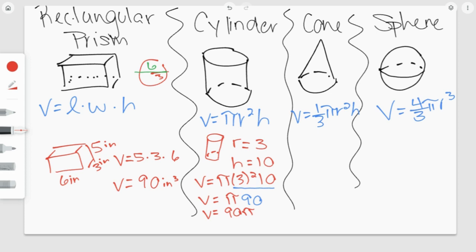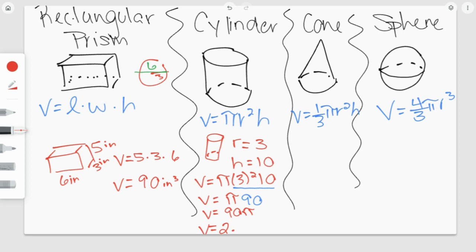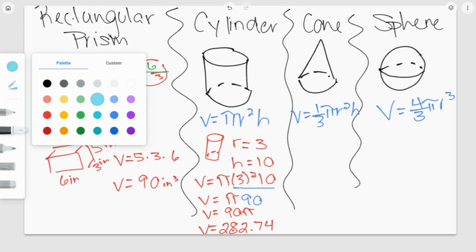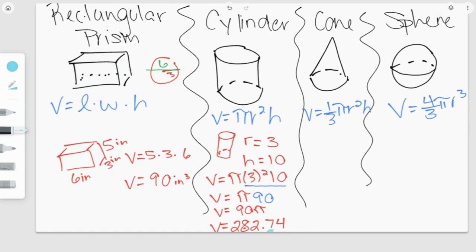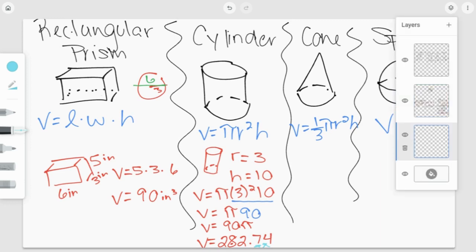So let's say your volume is 282.74. Now, that right now is hundredths place, but I need that hundredths in order to get to my tenths place. So to round to the nearest tenth, I want this to be my last number, and I just have to look next door to see if the 4 is greater than or equal to 5. It's not, so that means that the volume is going to be 282.7.